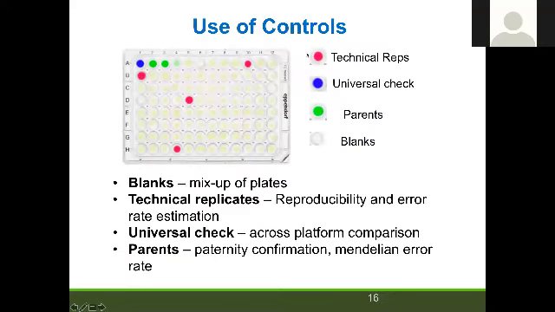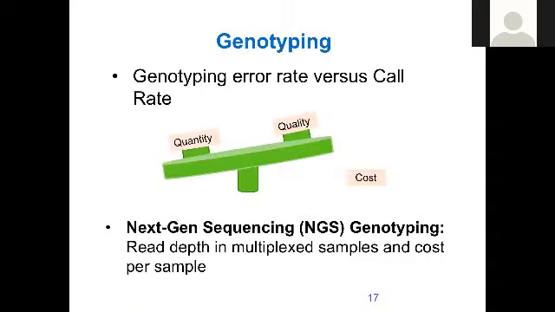The use of controls is very important, and different controls are used, like technical replicates, universal checks, and parent blanks. The objective is to avoid mix-ups, and to assess reproducibility, error estimation, Mendelian error rate estimation, and so on. So it depends upon the objectives for which they are being used.